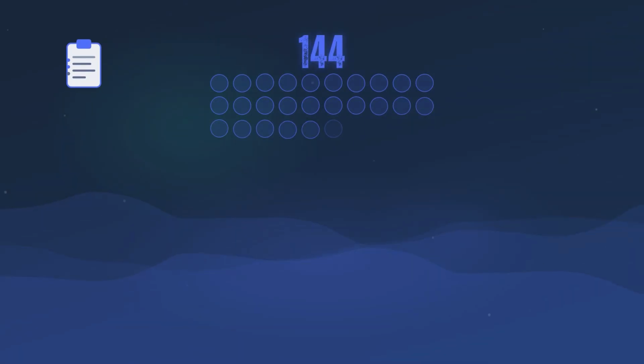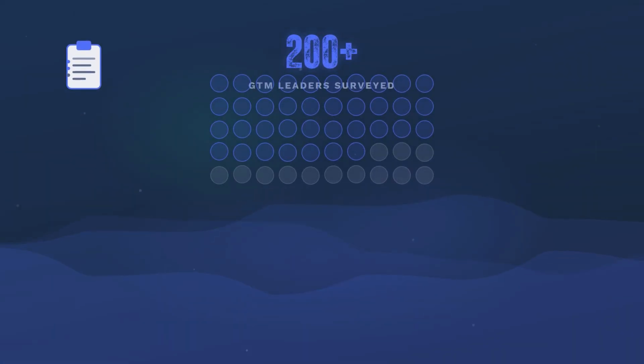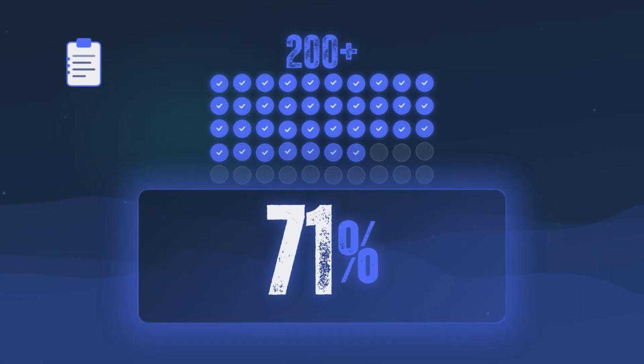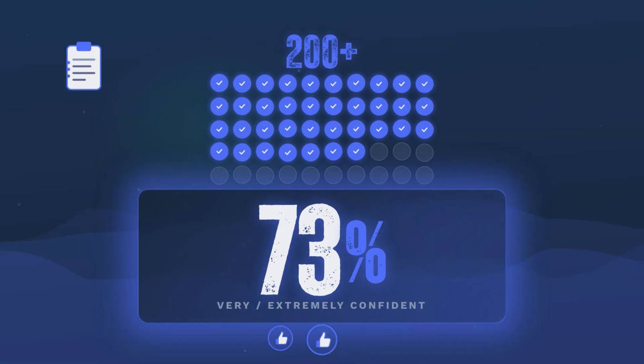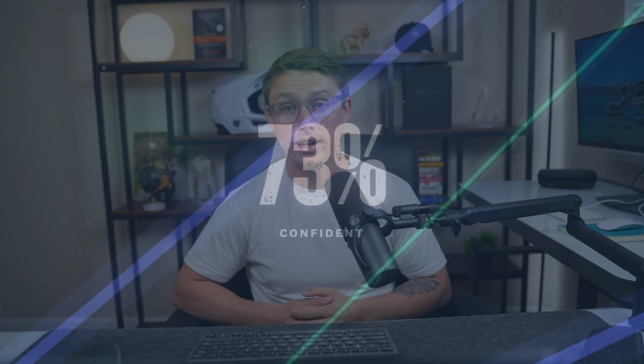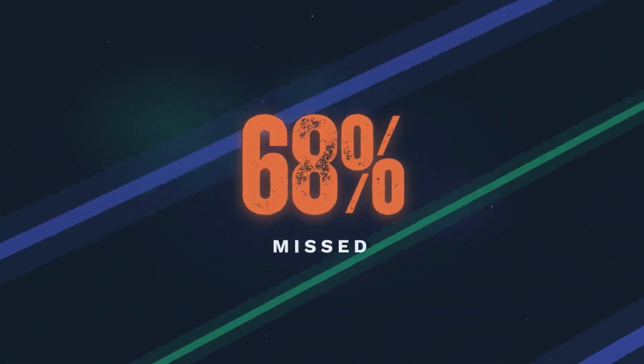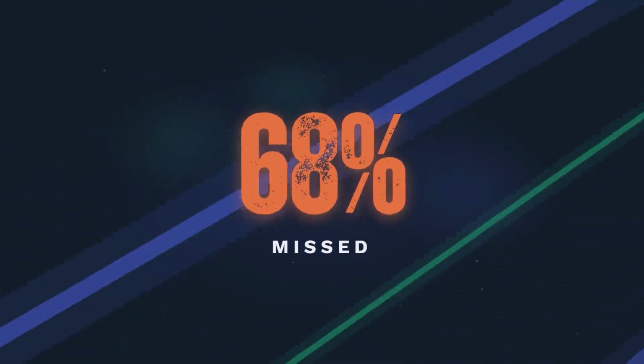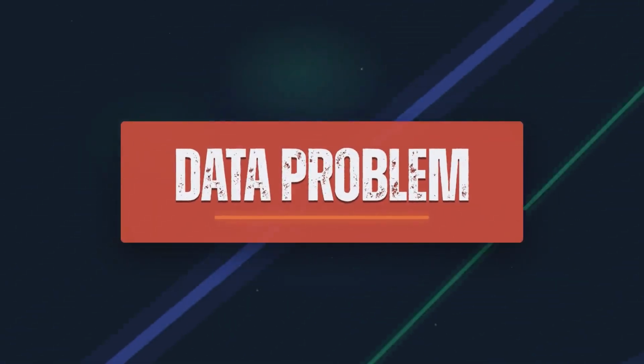Here's something wild. In our work with founders and operators, we asked 200 plus GTM leaders how confident they were in their pipeline forecast. 73% said we're very confident or extremely confident. Then we audited their pipelines. 68% of them had material forecast misses within the next quarter. That's not a sales team problem, that's a data problem.